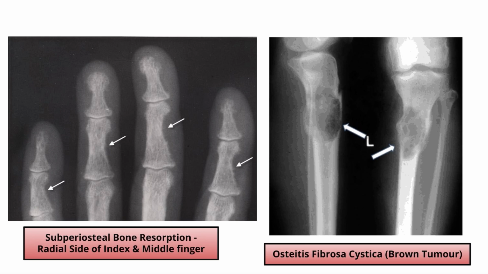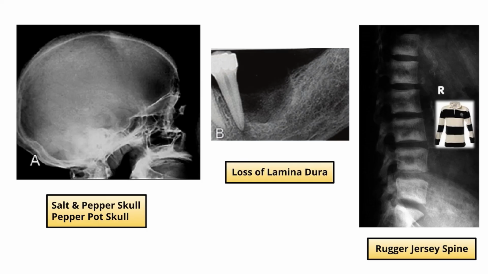Then again, osteitis fibrosa cystica, that is a brown tumor, where it is composed of macrophages, connective tissues and blood and not the bone proper. So it appears as seen in the picture. Then salt and pepper skull or pepper pot skull, again an important finding in hyperparathyroidism where there is both resorption and mineralization. Then loss of lamina dura of the teeth. Then rugger jersey spine, again a characteristic finding and a very important finding in hyperparathyroidism and also an important question.